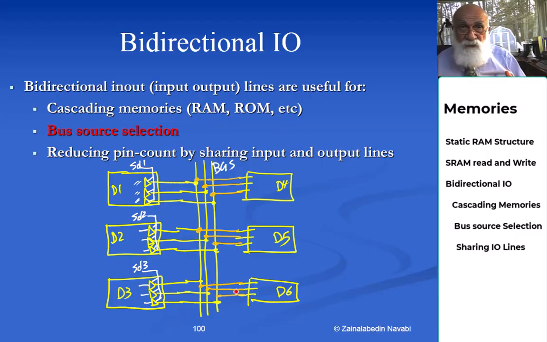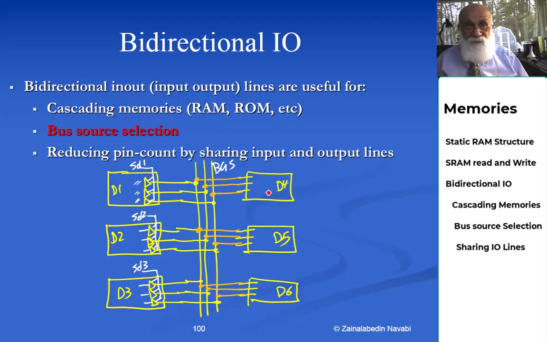I want to make sure that at any one time, only one of these devices will be driving the bus. That means that SD1, SD2, and SD3 are one-hot signals, meaning that only one of them at one time can be active. Because if two of them are active, there will be a bus conflict. All right, and then once the source of the bus is known, these devices can pick up the data from the bus itself as well.